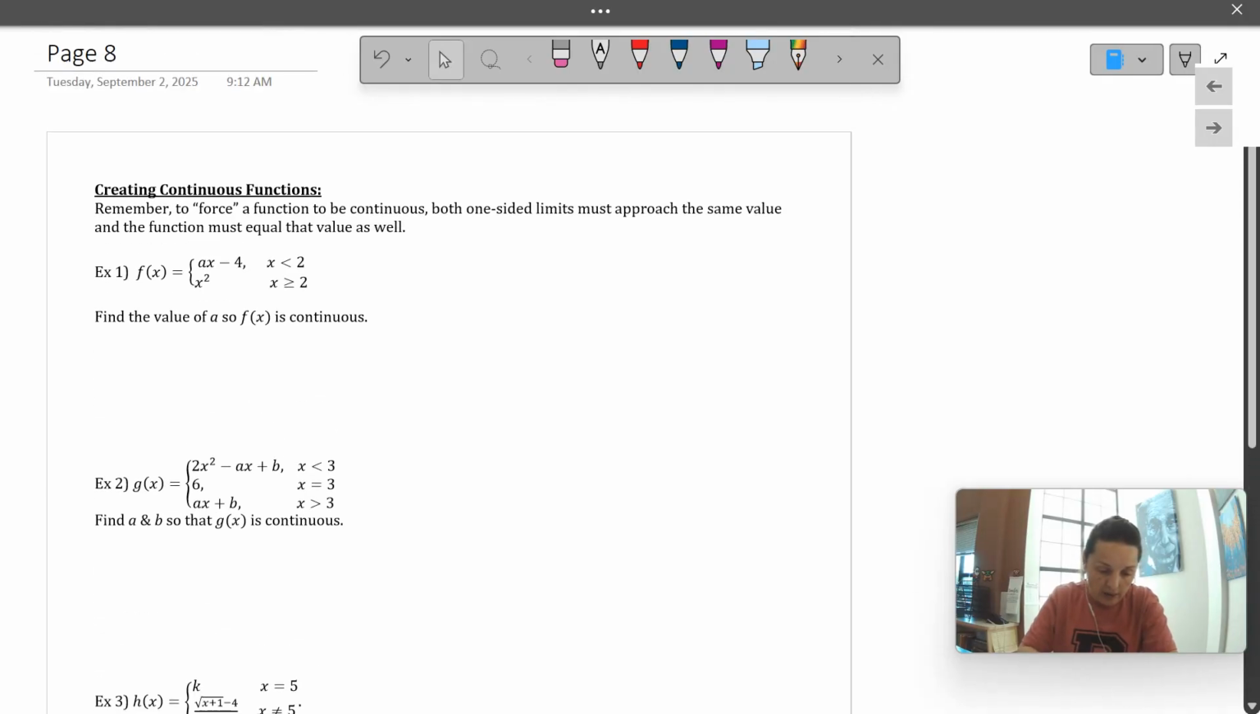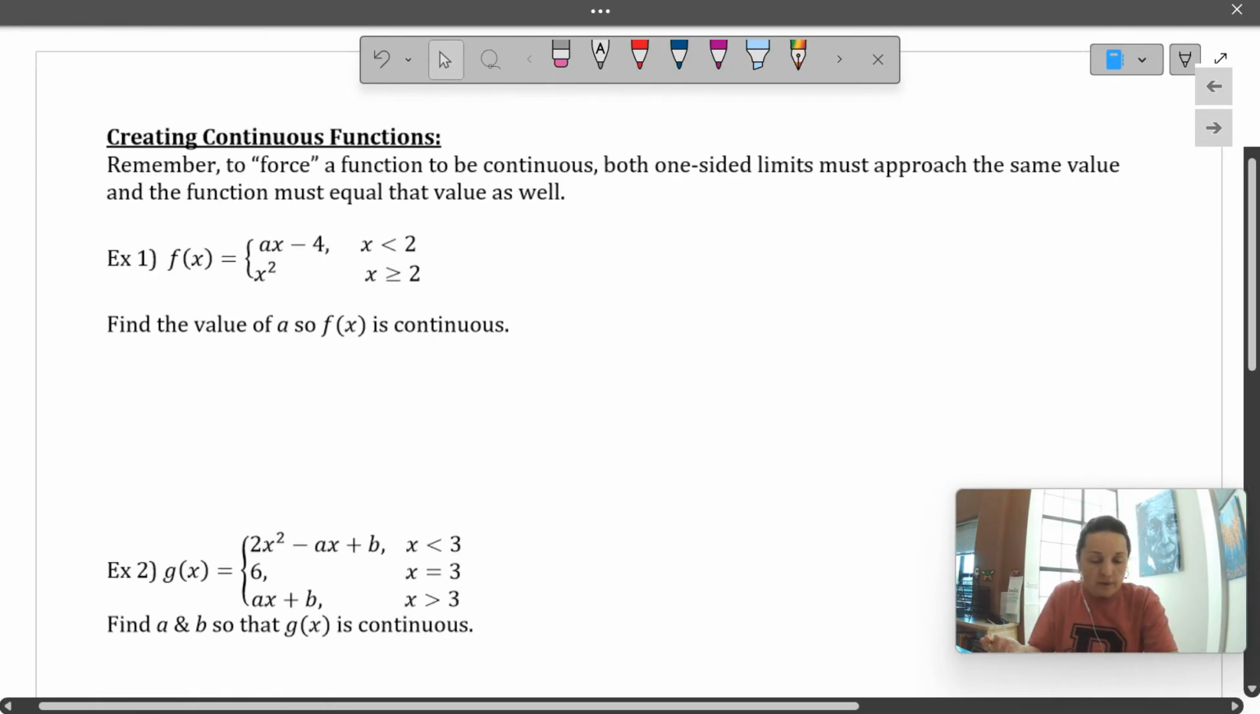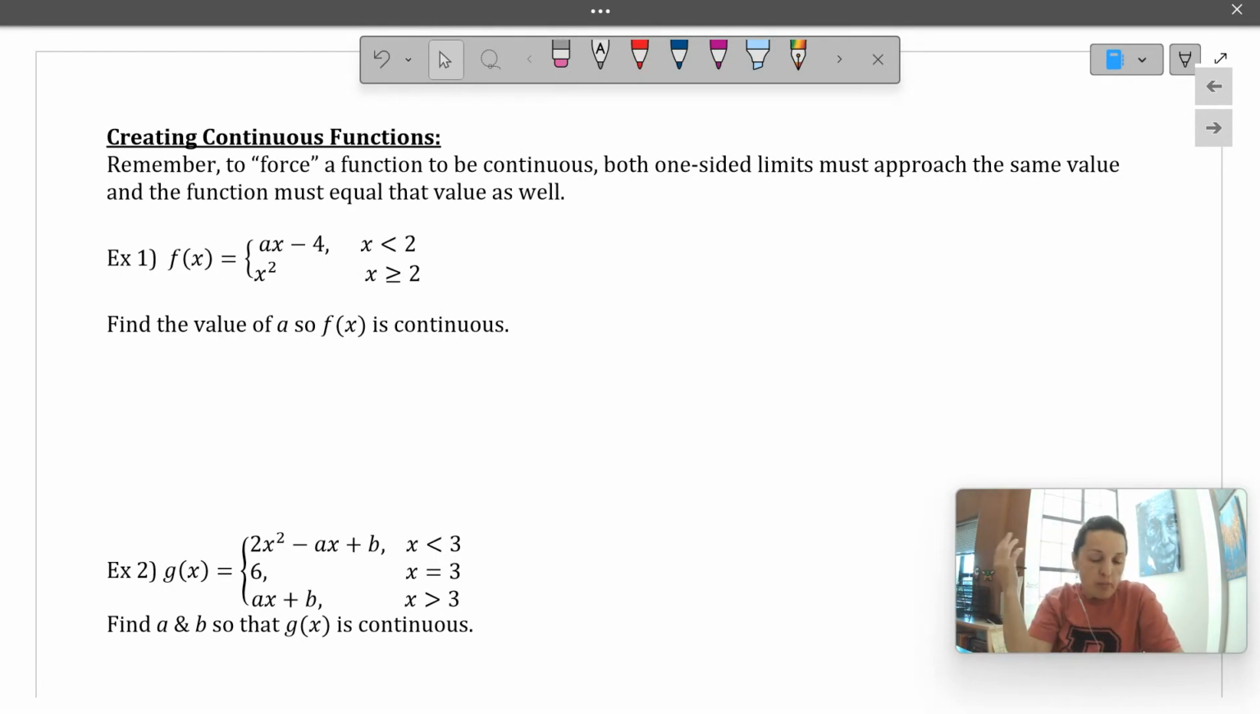All right, on to the back. Well, if it's removable, then let's remove it. That's what the back is, creating continuous functions when they're not maybe continuous yet. So remember, to force a function to be continuous, both the one-sided limits must approach the same value and the function's got to equal that value.